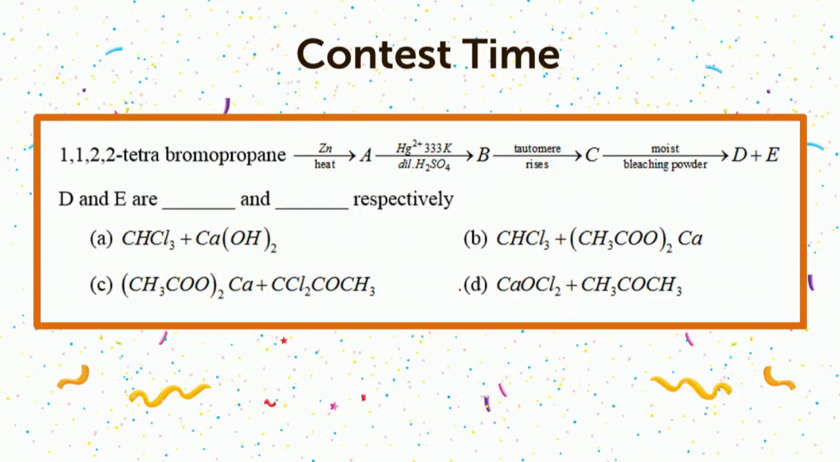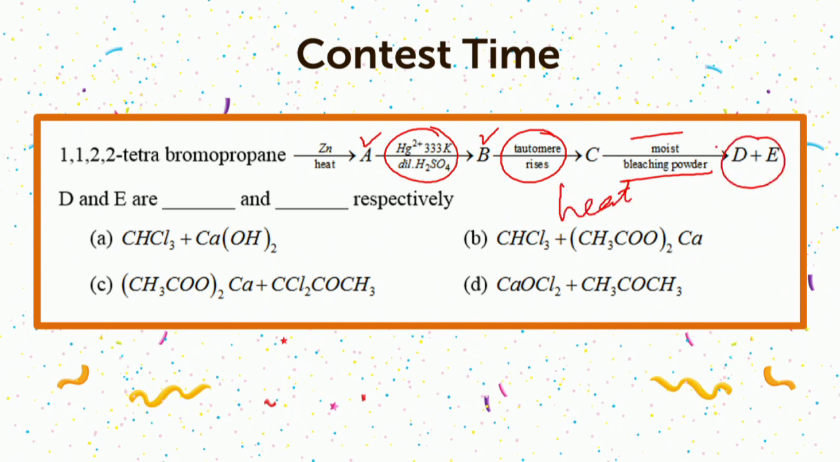Today's question: 1,1,2,2-tetrabromopropane is heated with zinc dust to get A. A with Hg2 plus and dilute sulfuric acid at 333 Kelvin gives B. The compound undergoes tautomeric change. So you get C. C with moist bleaching powder, if you heat it, gives D and E. What are D and E? Okay, so this is the contest question.